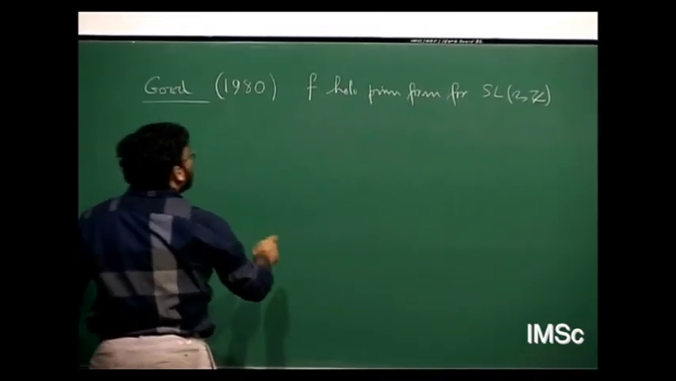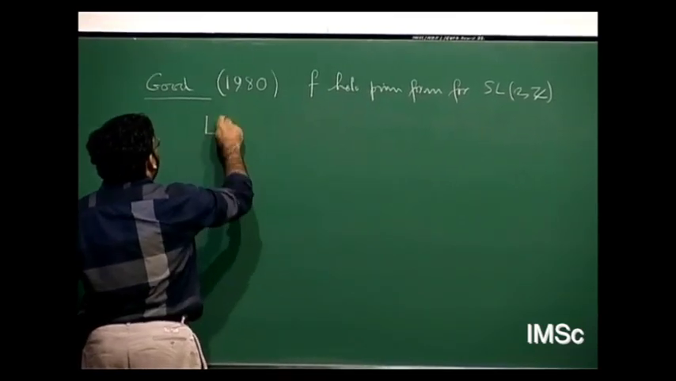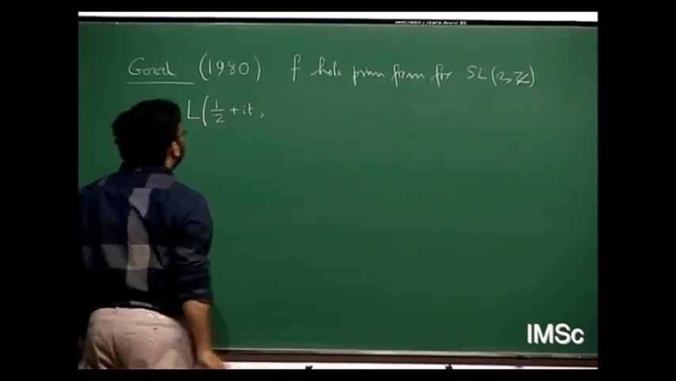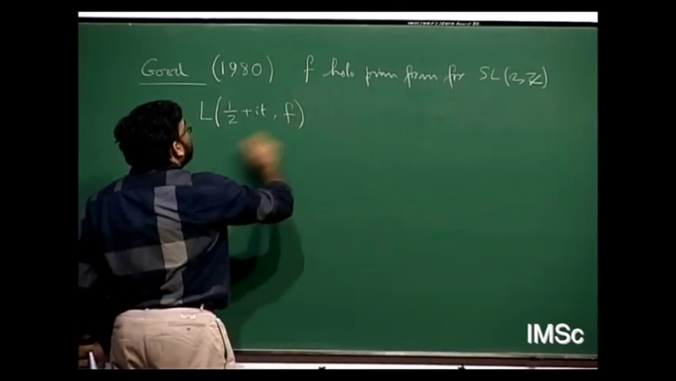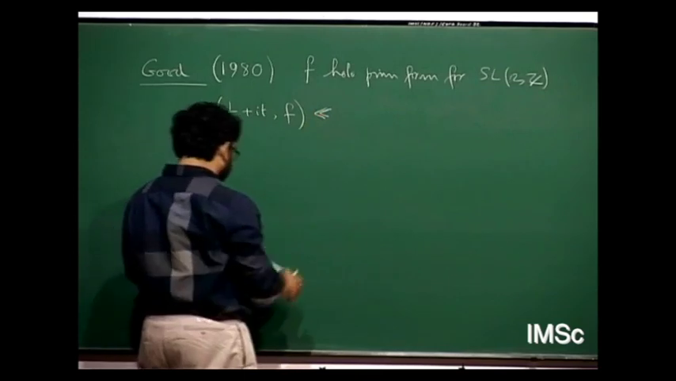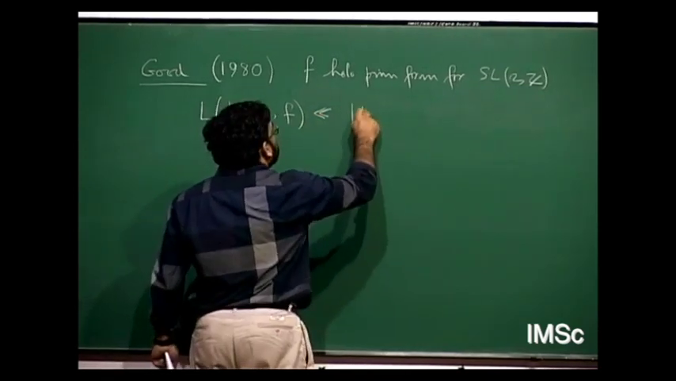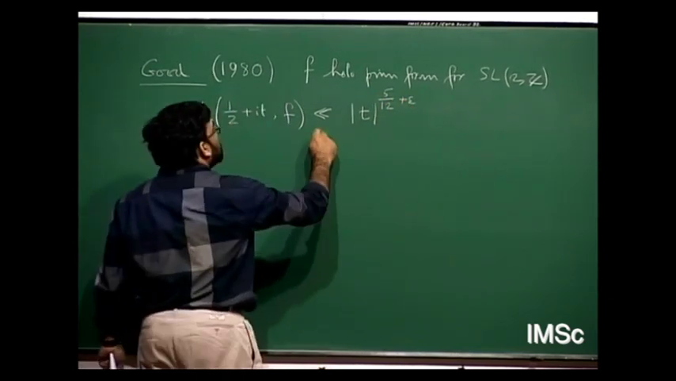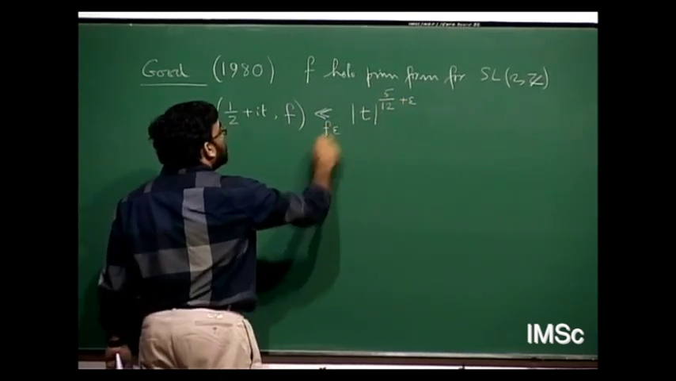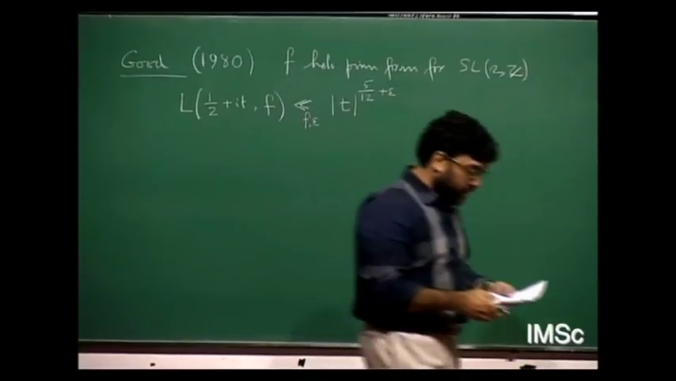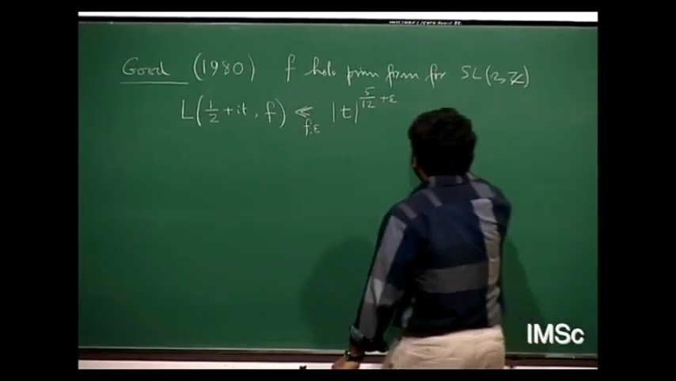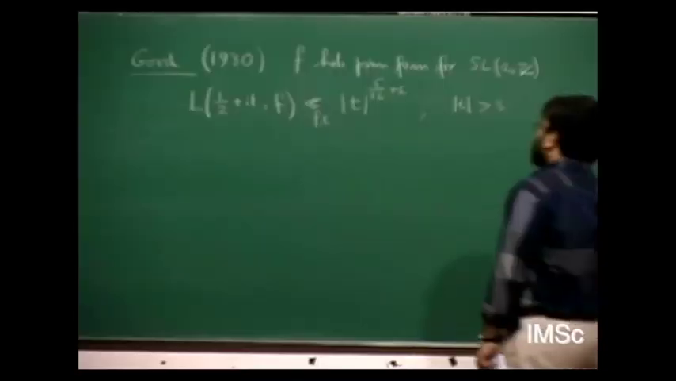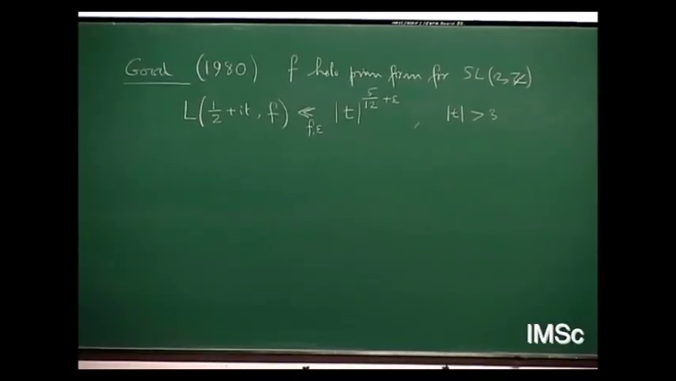and he established the bound that if you look at L(1/2 + it, f), so t is going to be real, of course, then it's bounded by, so his first bound was t to the power 5/12 plus epsilon. The implied constant here depends on the form f and epsilon. So it's for any epsilon greater than 0. Okay, and I'm going to take t to be larger than 3 to avoid some pathology.